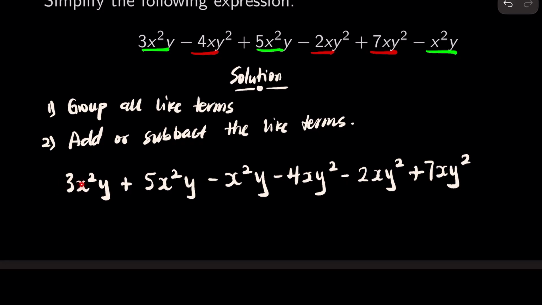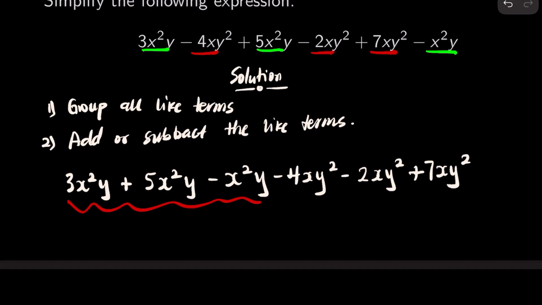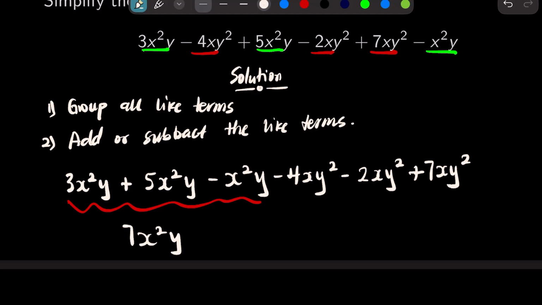So here we have 3x squared y plus 5x squared y. So that's going to be 8, right? So that will be 8x squared y minus x squared y, right? So that's going to be 7x squared y. So we are going to have this equal to 7x squared y, right?